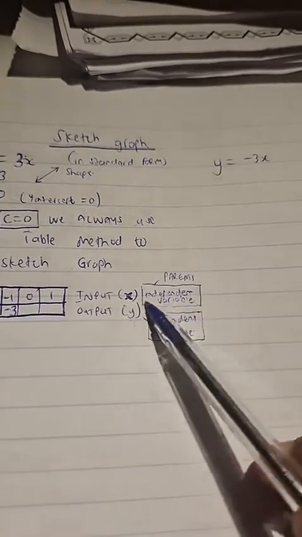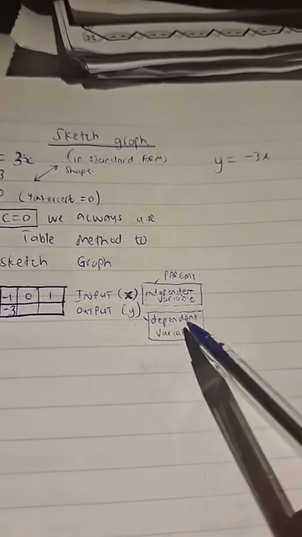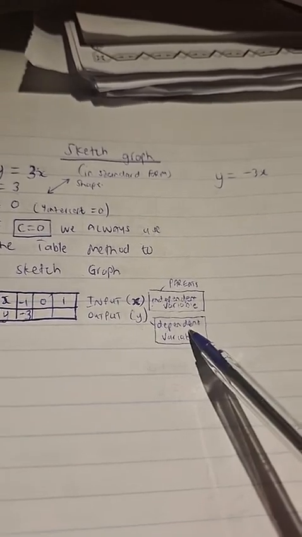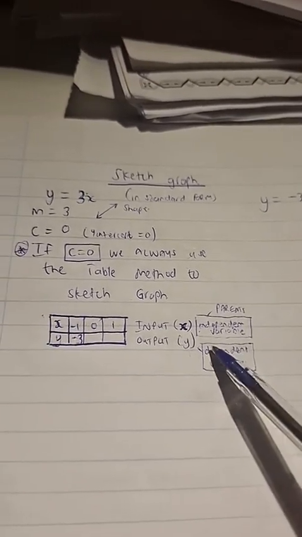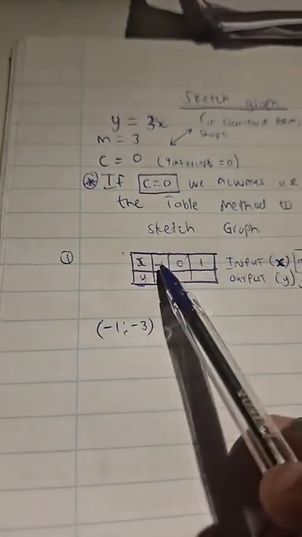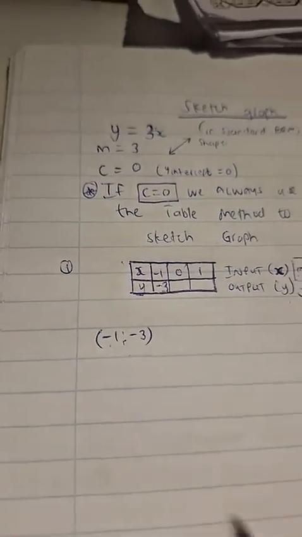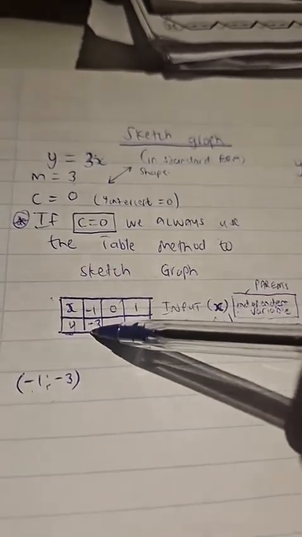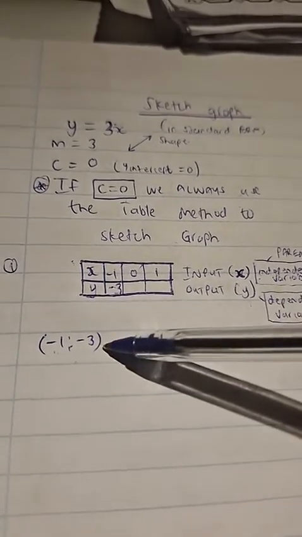So that's what I want you guys to remember. X is like your parents. Y is like you. Any input is like your parents. Any output is like you. All right, let's just keep it like that. So -1 and -3. Note that this is a point that we can write: x coordinate -1, y coordinate -3. From this substitution of -1 in the place of x, I get an output, and I can write it in. We call these ordered pairs.